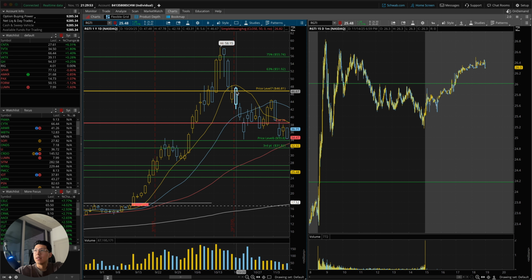I officially cut the trade loose on this candle right here, because once we break the 10, and I'm going to get to that, that is pretty much it. We just say goodbye to the stock, and that is it.